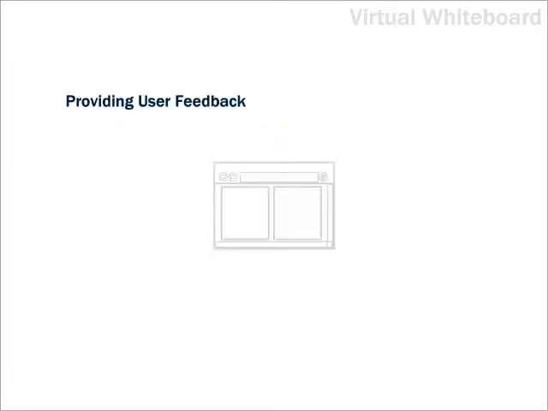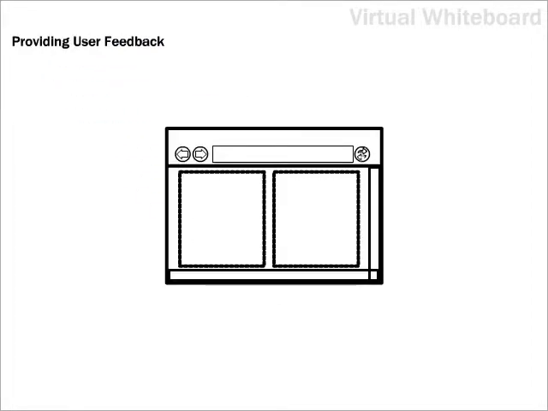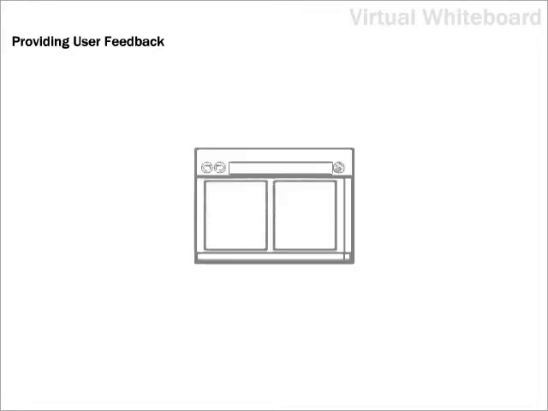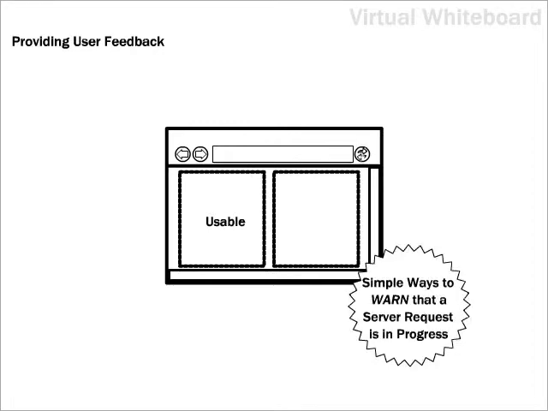In web pages with traditional interfaces, it is clear to the user when the server is busy processing a request. The interface is effectively unusable while a new page is being prepared and served. The situation is a little different in an AJAX application. Because the interface remains usable during an asynchronous HTTP request, it may not be apparent to the user that new information is expected from the server. Fortunately, there are some simple ways to warn that a server request is in progress.